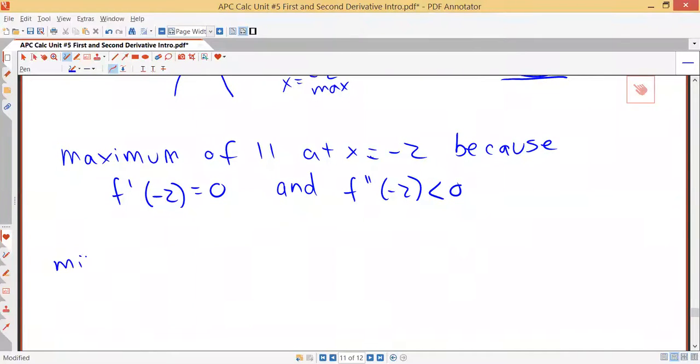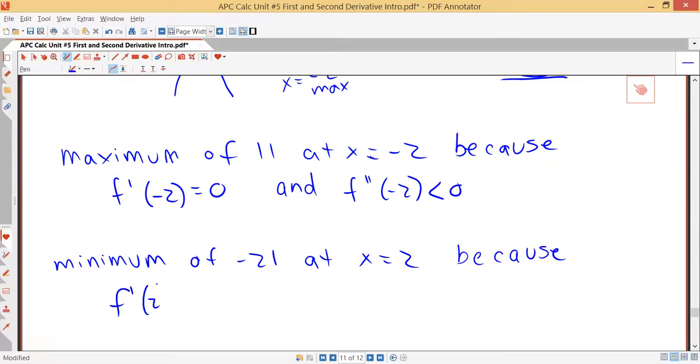I have a minimum of -21 at x equals 2. Why? Because of 2 reasons. I knew it was a critical point because its first derivative was 0. And I knew that it was a minimum because its second derivative was greater than 0. And that is the second derivative test.